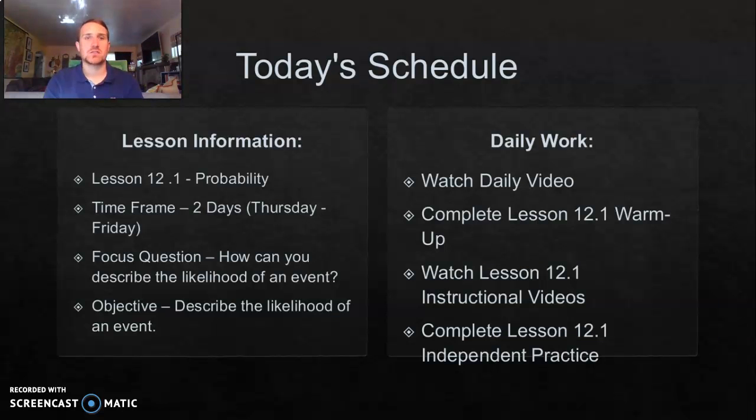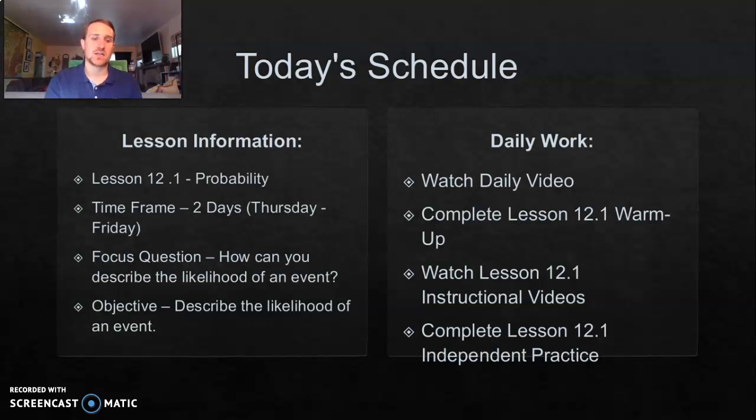Today we are going to be starting lesson 12.1. It's going to take us 2 days. We'll do it today and tomorrow. Our focus question is, how can you describe the likelihood of an event? So we're starting to learn things now that we did not learn back when we were in school. But this is a good unit. This is a fun unit. This is one of my favorite units to teach. I'm really sorry that we can't do it in person because there's some different games and things that can be involved. Hopefully we'll still get to do some of those virtually.